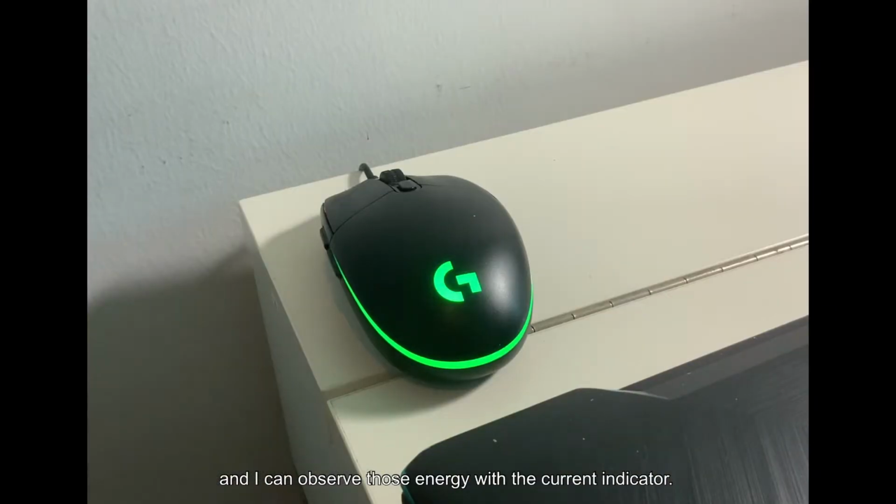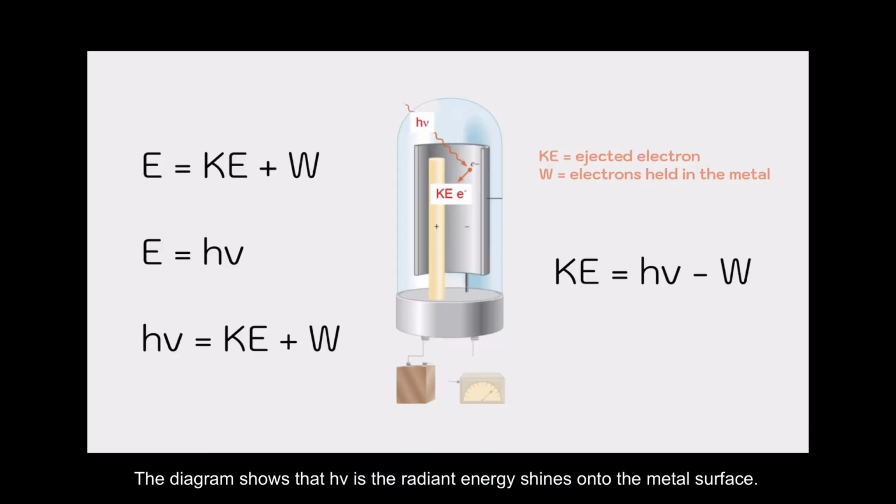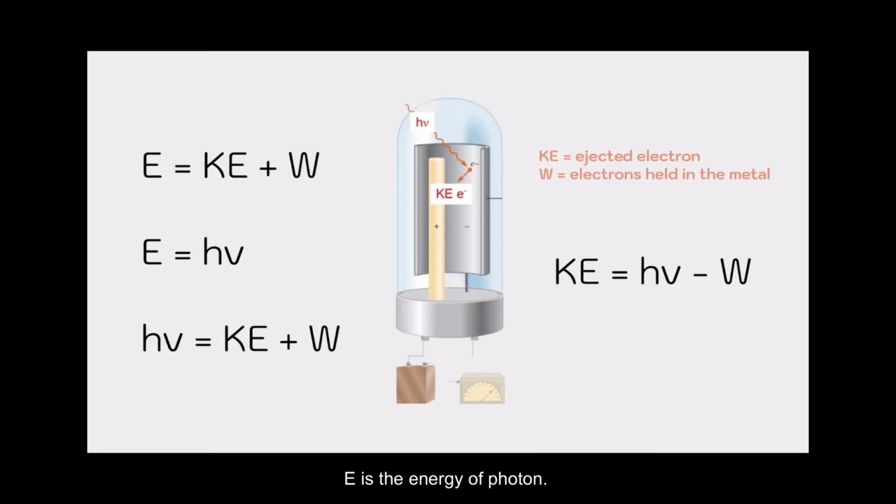with the current indicator. The diagram shows that hv is the radiant energy shining onto the metal surface. KE is the kinetic energy of the ejected electron. W is how strongly electrons are held in the metal. E is the energy of the photon. The equation E equals KE plus W is basically hv equals KE plus W. With this formula, we can apply the calculation to answer many questions, and that light is related to electromagnetic wave.